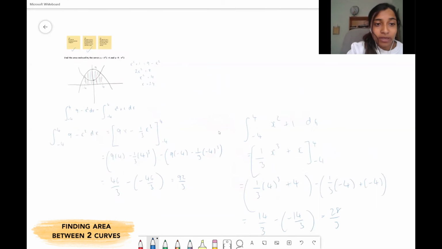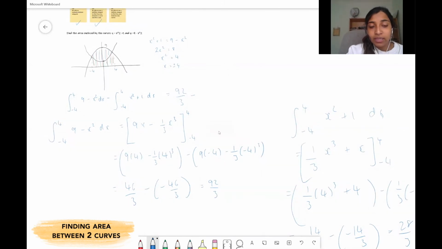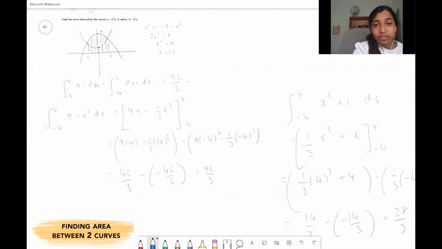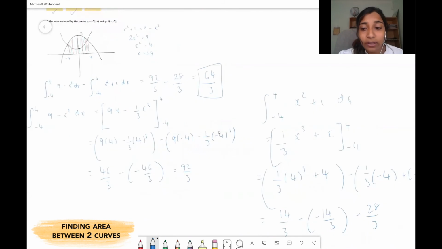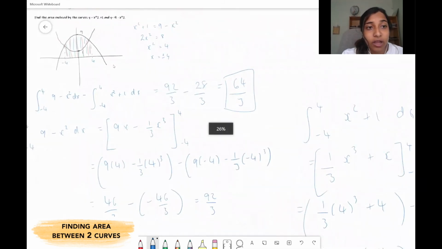So now if we were to subtract the integral of 9 minus x squared, so that would be equal to 92 over 3 minus the integral of x squared plus 1 between 2 and minus 2, that's minus 28 over 3. We would get that is equal to 64 over 3, and that's our answer. So that's how you find the area enclosed by the two curves.